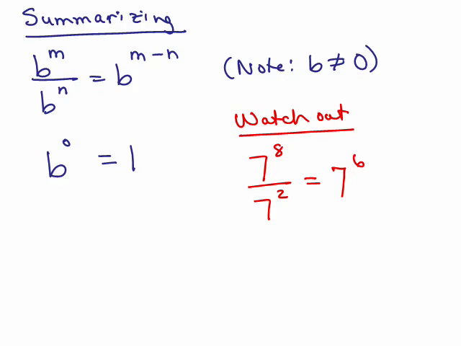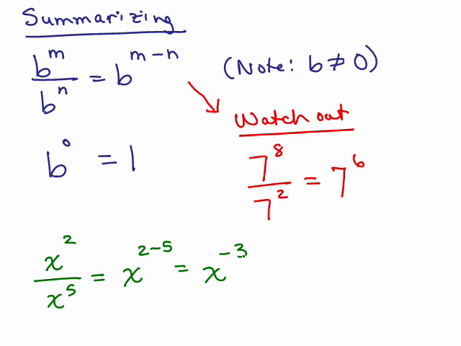Okay, the second part that we did here was that b to the 0 equals 1. And just so you see something that's going to be coming up, if you have x squared over x to the 5th, if I use this quotient rule, I'm going to get x to the 2 minus 5 equals x to the negative 3. We're going to discover what x to the negative 3 means in the next video.